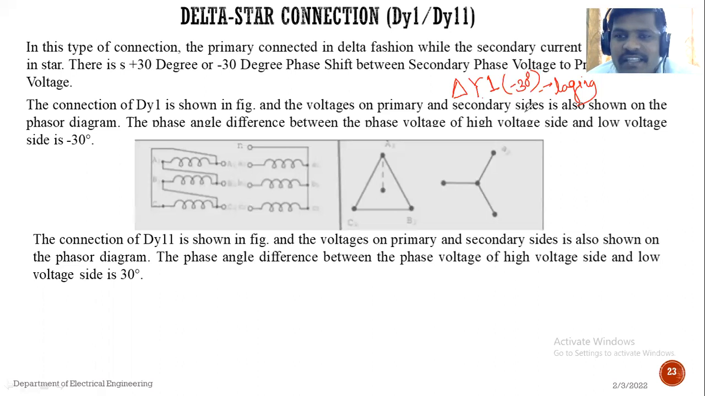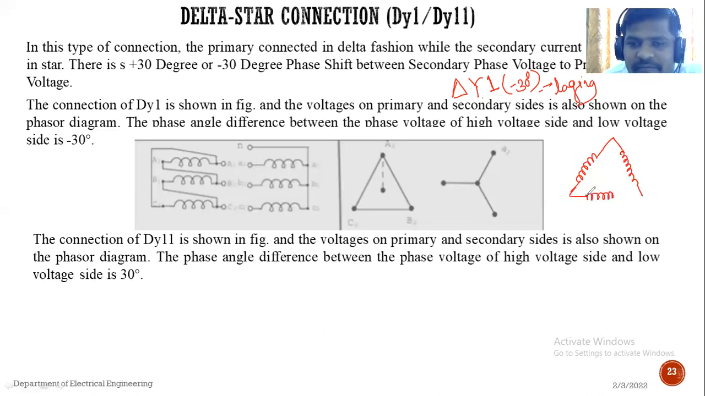One representation is by using a clock convention. Instead of representing the angle, we are representing a clock convention or clock method, or we can represent a plus 30 degree or minus 30 degree lagging or leading phase shift. Okay, see, in that connection, suppose the primary winding of the transformer is connected in delta. Do you know that in a delta connection there is no neutral point? So this is one winding, here is another winding, and here is the third winding.